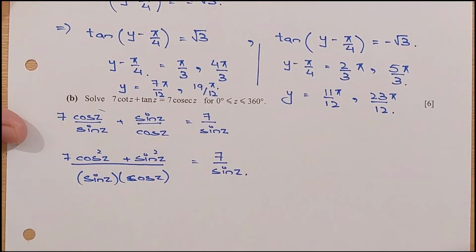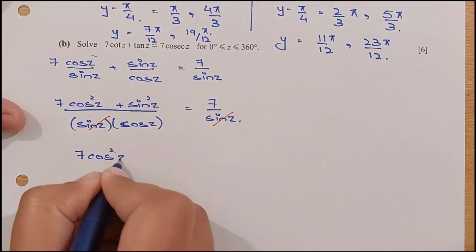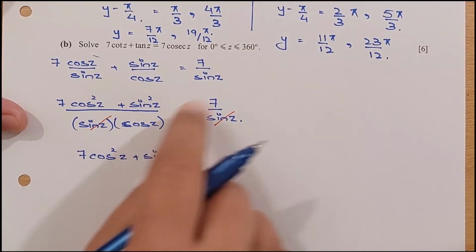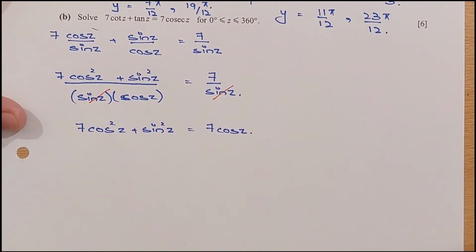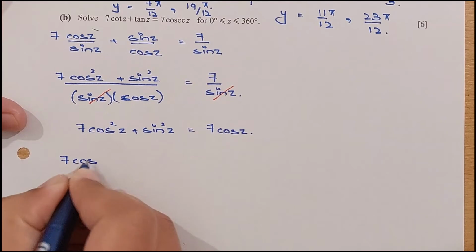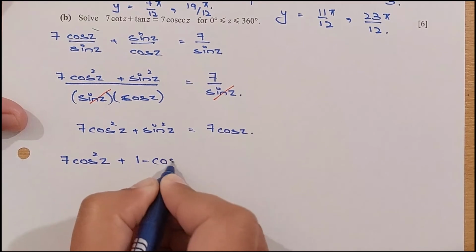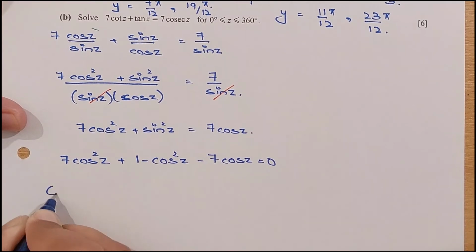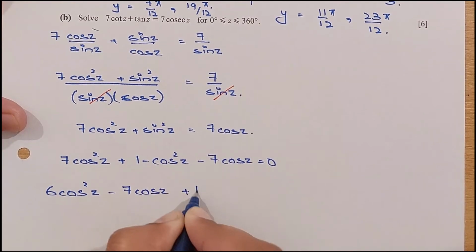Right, now we can cancel sine z and sine z. And we have 7 times cos squared z plus sine squared z. We have to do a cross multiplication. This is 1 and this is 7 cos z. Right, so from here we have 7 times cos squared z plus sine squared z, where sine squared z is 1 minus cos squared z, and minus 7 cos z equals 0. So this is 6 cos squared z minus 7 cos z plus 1 equals 0.